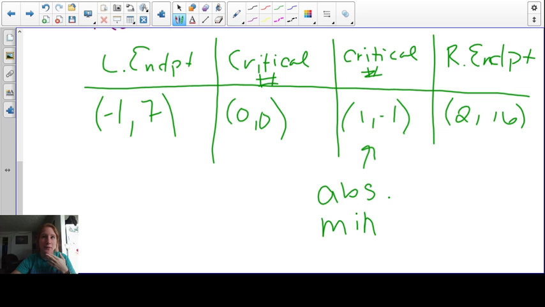Next, I want to look for my maximum. Which one has the highest y value? My right endpoint. So this one is my absolute maximum.